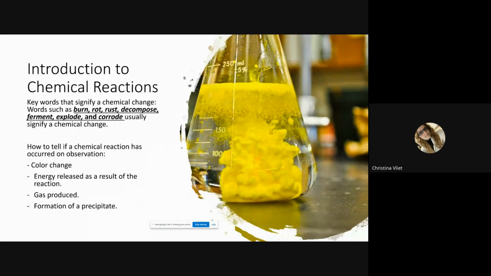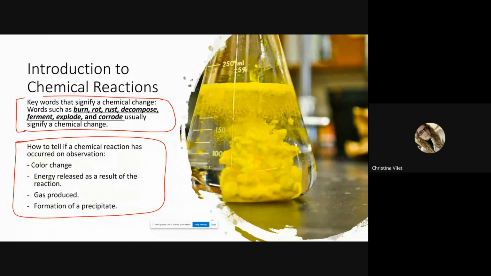All right, so introduction to chemical reactions. The first thing is you need to be able to tell, so everything here is important. You should write everything here down, especially the parts that are in bold and underlined. There are keywords we're looking for to know that a chemical reaction has taken place instead of just a physical change. And a chemical reaction is some kind of rearrangement of atoms or some kind of rearrangement of elements into different compounds.